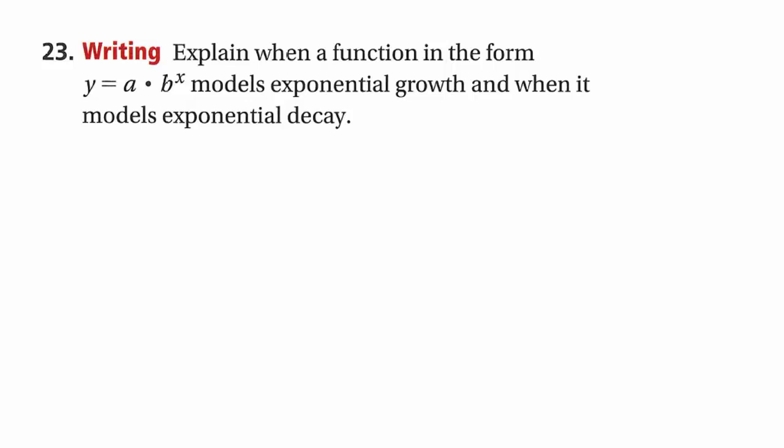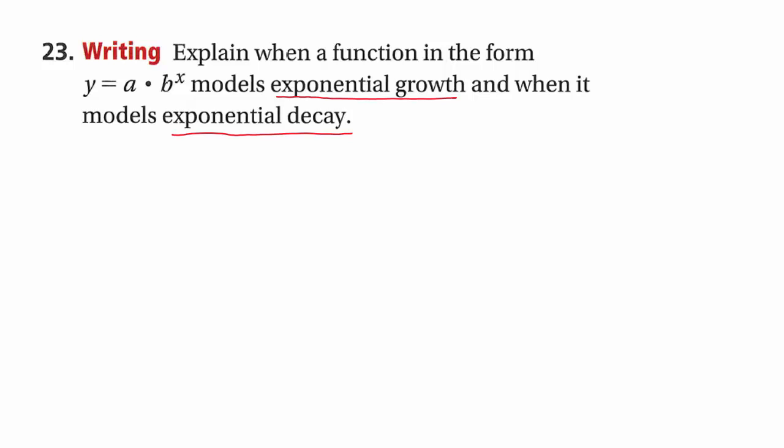For number 23, they want us to be able to tell when we have exponential growth versus when we have exponential decay. Now, do you remember what qualifies exponential growth and decay? If you forget, I would highly suggest taking a look back at numbers 19 and 20. One of those was growth and one of those was decay.